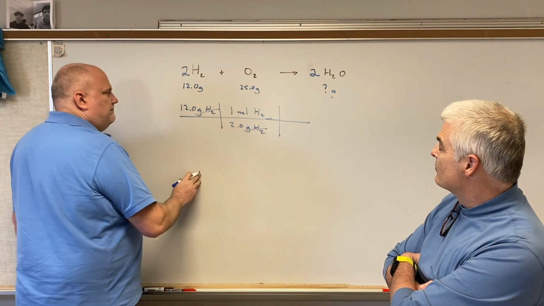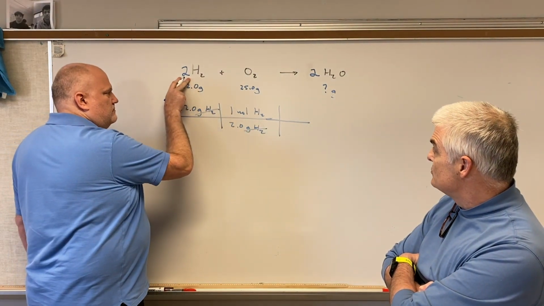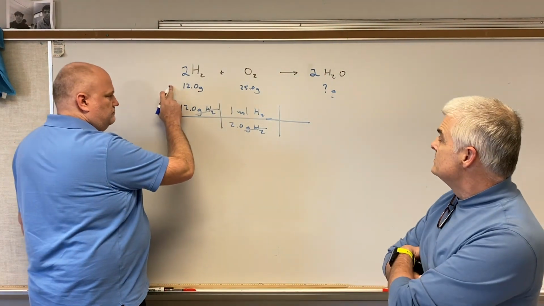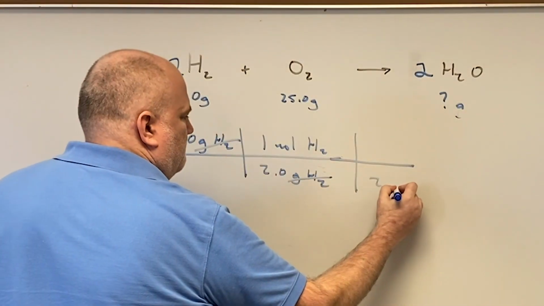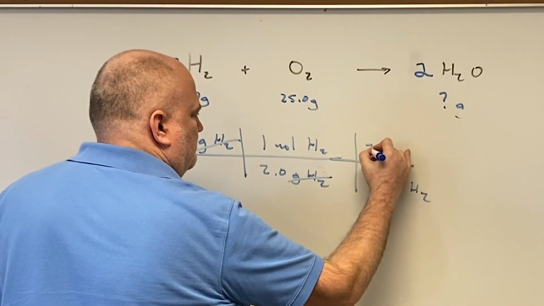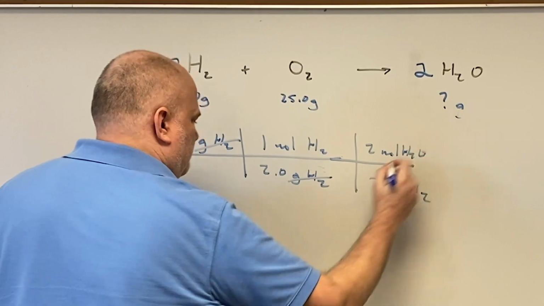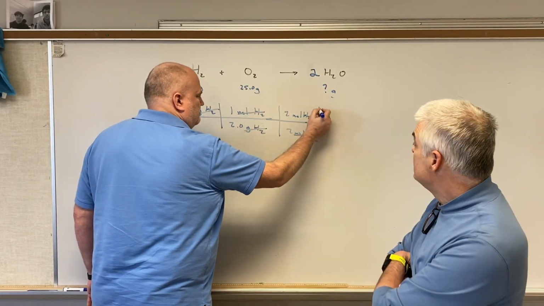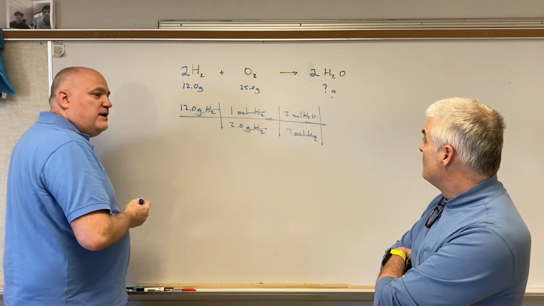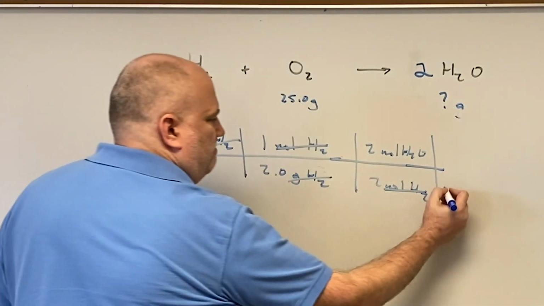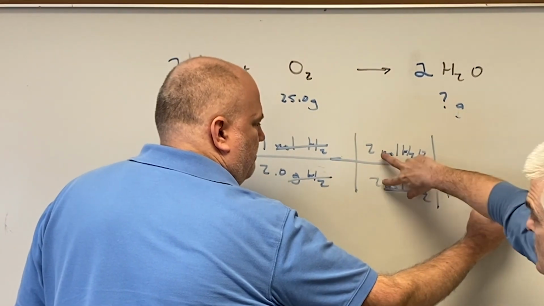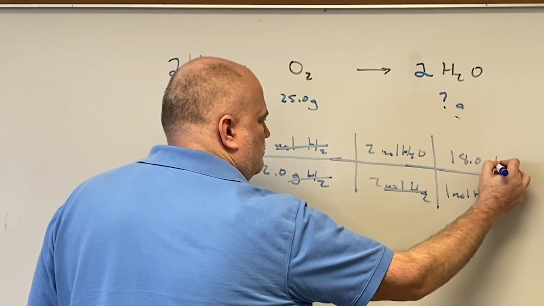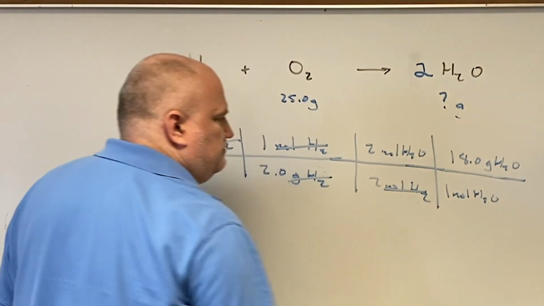Now we go from moles to moles, and that's 2 to 2. So put 2 moles of hydrogen on the bottom and 2 moles of water on the top. Then we want to go from moles to grams, so we put 1 mole of water here. These 2's only came up in the stoichiometric ratio. And there's 18 grams of water, 16 for oxygen and 2 for hydrogen.